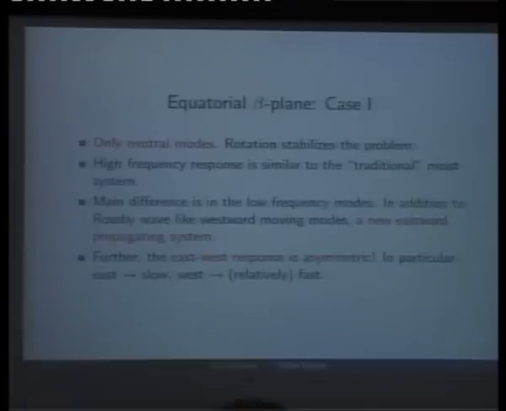So the recap of the first part of the case 1 where you have the equatorial beta plane with the meridional gradient is, first of all, you have lost your instability.